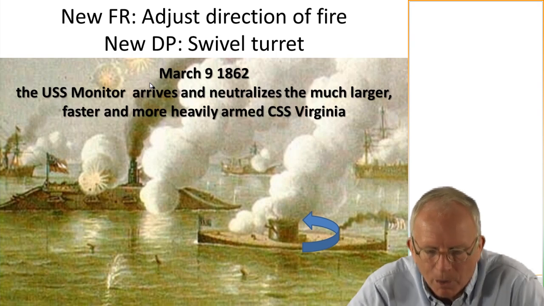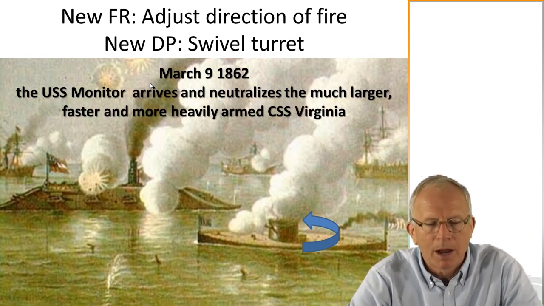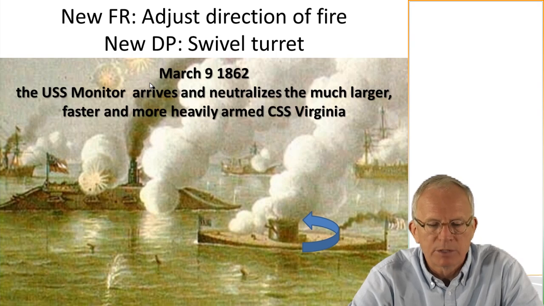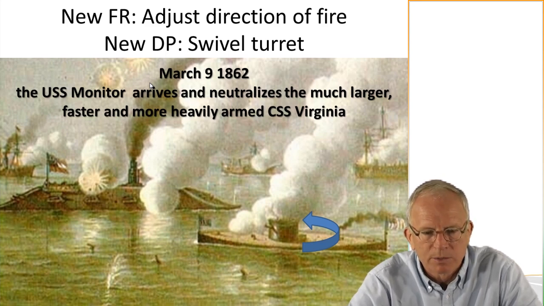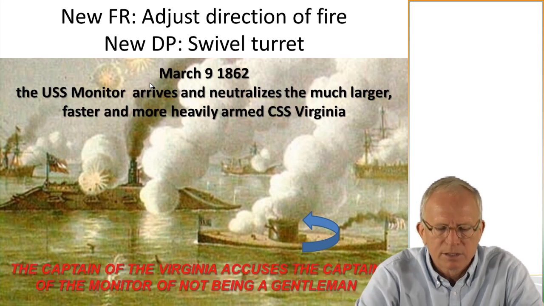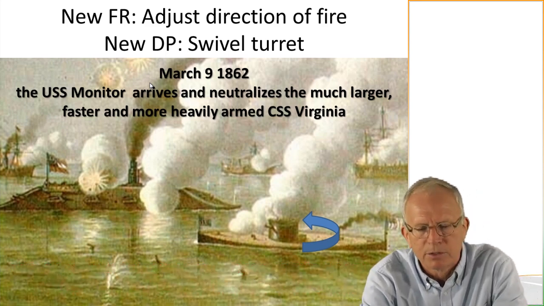Now on March 9th, the Monitor arrives in Hampton Roads, having had its sea trials on its way down from New York. So with very little experience with the ship, it engages the CSS Virginia and neutralizes it. The Virginia ends up running away up into a river and staying there essentially for the rest of the war. Now how was this smaller, slower ship able to neutralize the Virginia?